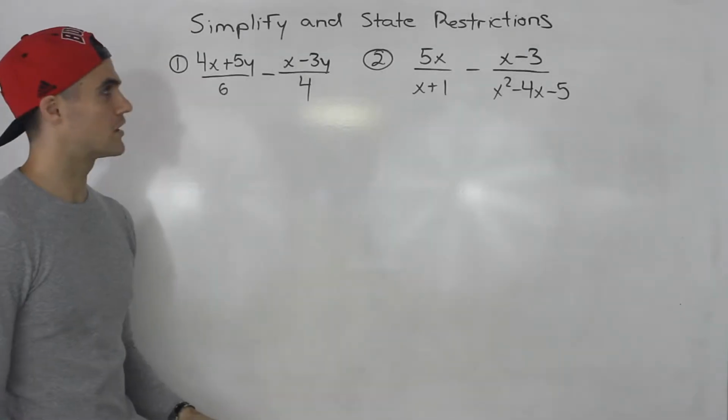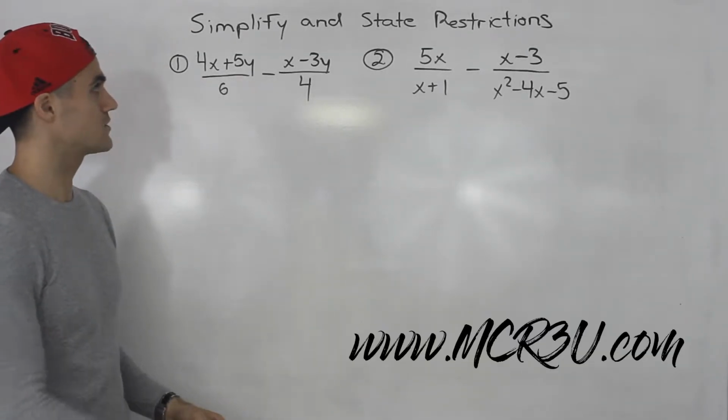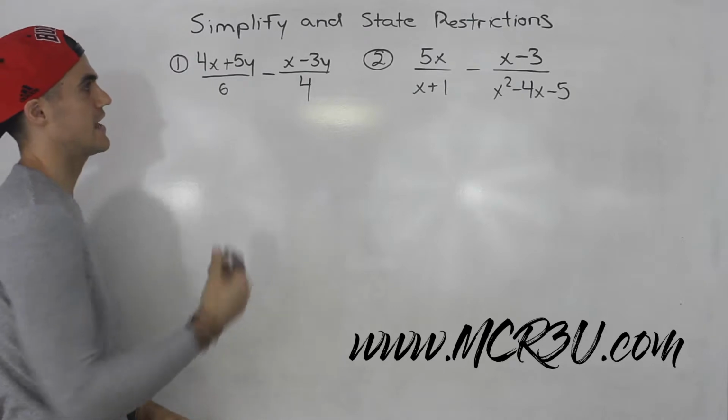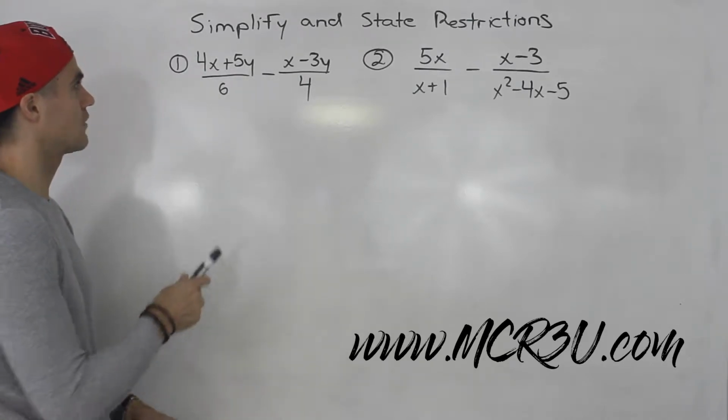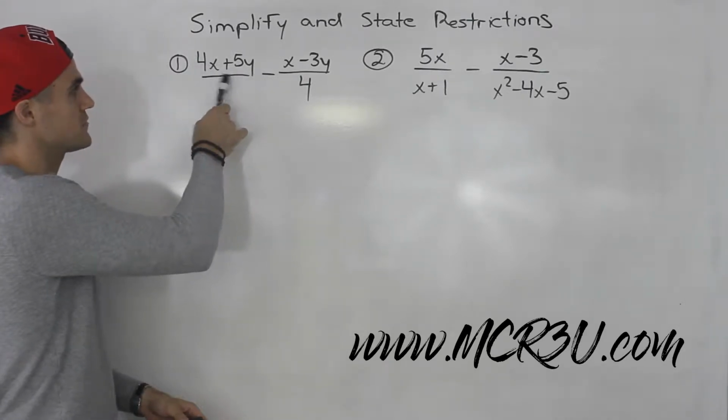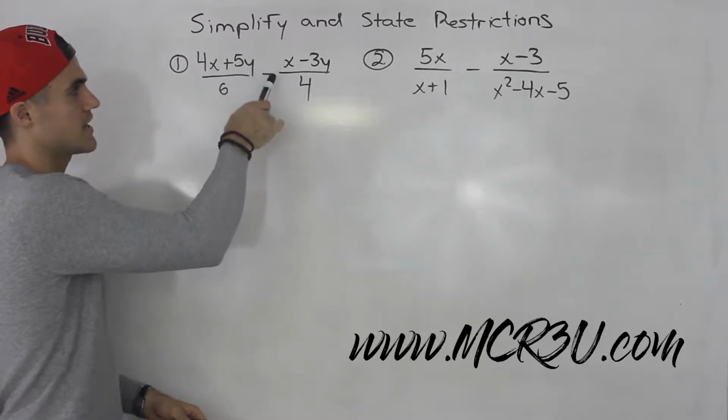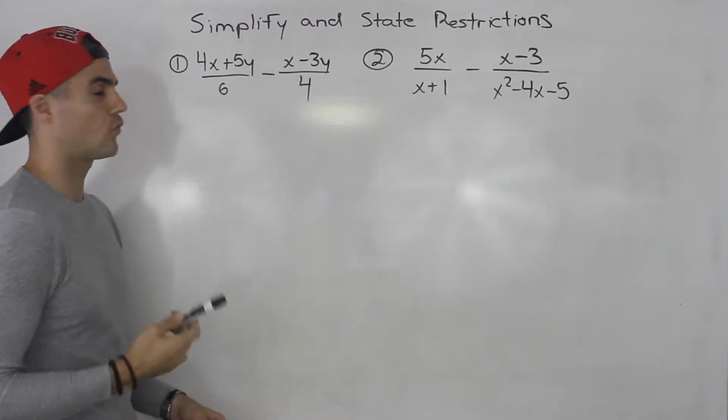Welcome back, guys. Moving on to the next question. So we have to simplify both of these and state the restrictions. So starting off with number 1, we've got (4x plus 5y) over 6 minus (x minus 3y) over 4.